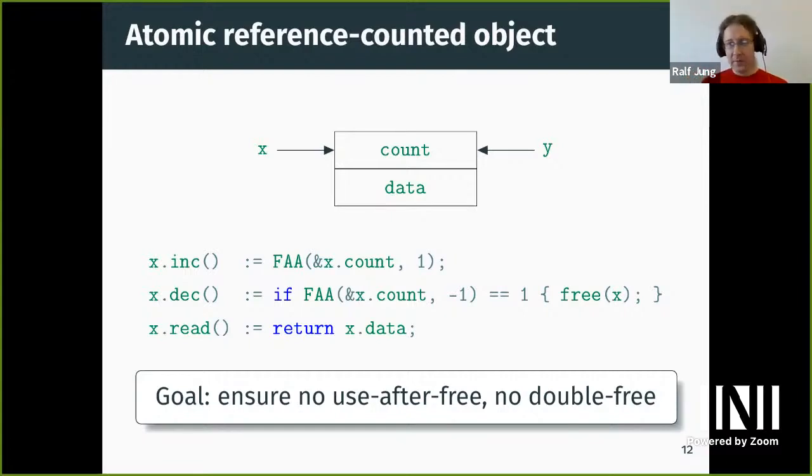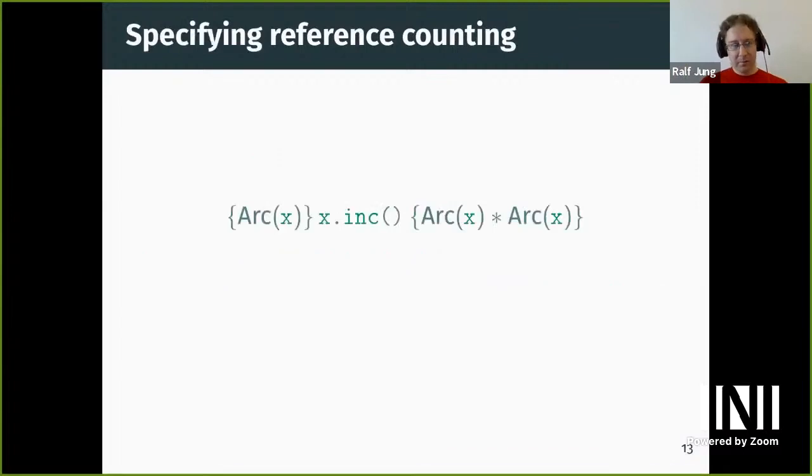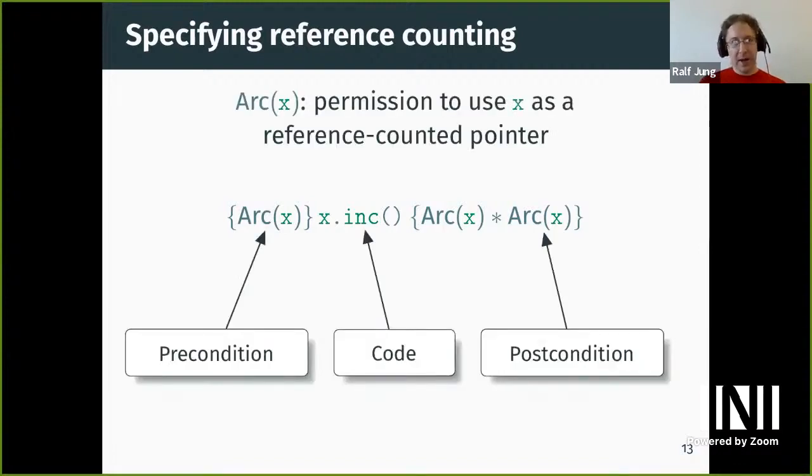But of course, to prove anything about this program, we need to start by stating the specification. We need to formalize this idea of using it in the intended way, which with these program logics, and Iris in particular being such a logic, we do by having preconditions and postconditions in curly braces around the code that we want to verify. So in this case, the precondition is arc of x, which is an abstract predicate that we use to mean that we own the permission to use x as a reference-counted pointer.